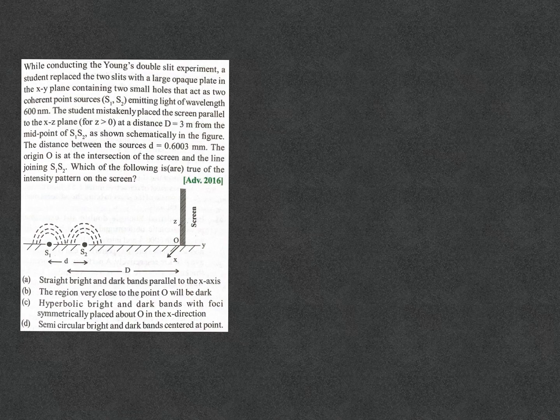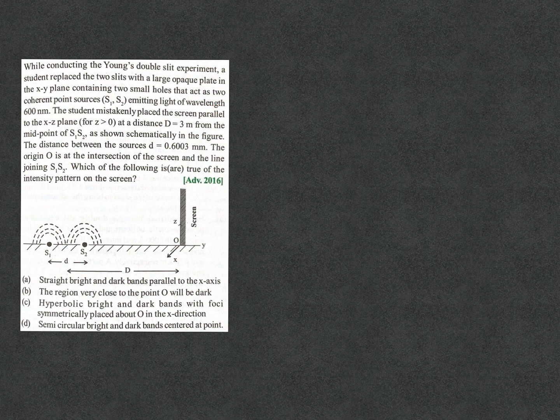See, in this problem, it's given that while conducting Young's double slit experiment, a student replaced the two slits with a large opaque plate in the XY plane containing two small holes. Small holes means these two, S1 and S2, are point sources, while in Young's double slit experiment, you have these slits or line sources. So, two small holes that act as two coherent point sources.